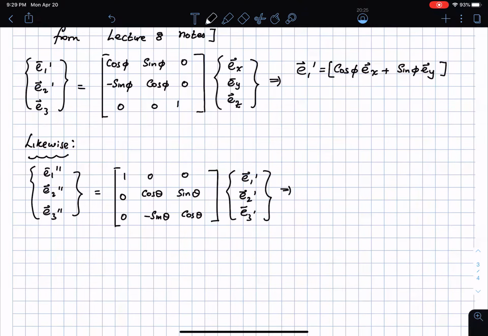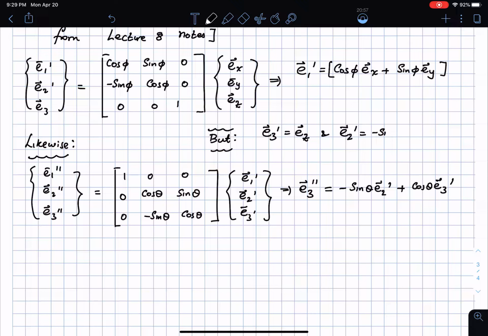So likewise, from here, I can say that E3 double prime can be expressed in terms of E1 prime, E2 prime, and E3 prime. So this is going to be minus sine theta E2 prime and then cos theta E3 prime. But we see that E3 prime is the same as Ez, and E2 prime, as you can see from there, is minus sine phi Ex plus cos phi Ey.